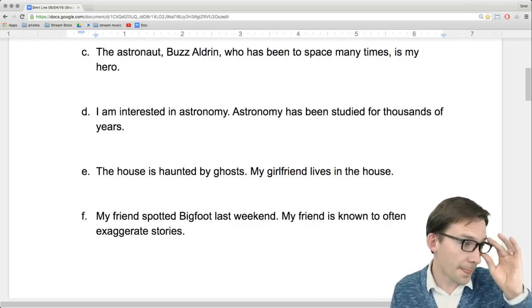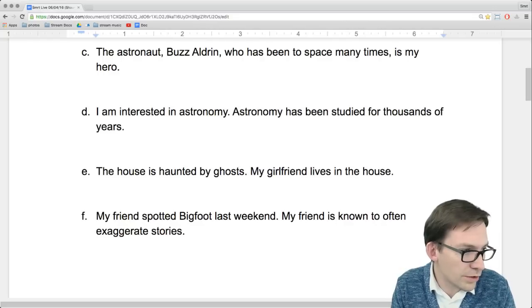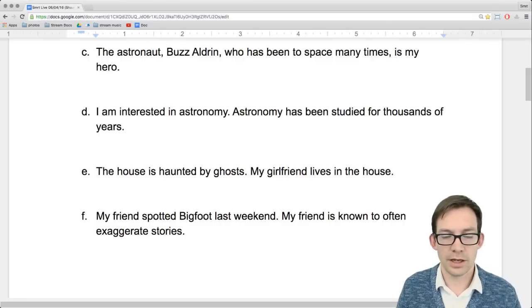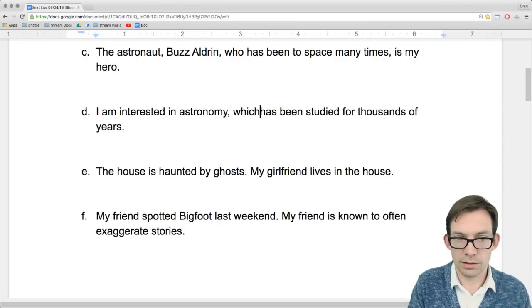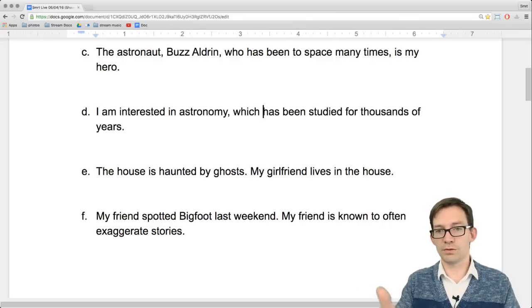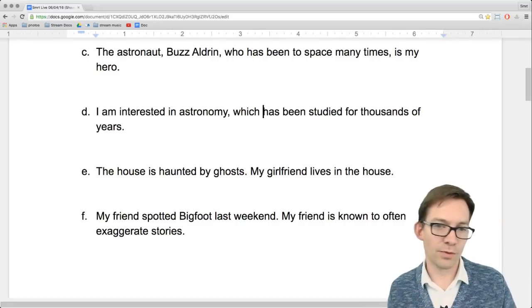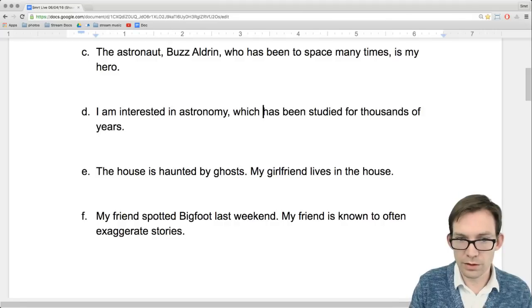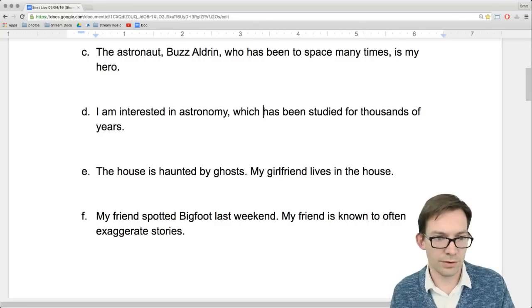So D, Selma, says astronomy, which I'm interested in, has been studied for thousands of years. And that's fine. That's good. Really good. Another real easy way to do it would just be like that. I'm interested in astronomy, which has been studied for thousands of years, okay? Now that one, the way I did it, I'm going to talk a little bit more about later, okay? So that's good, and Selma, your answer is great too, okay?